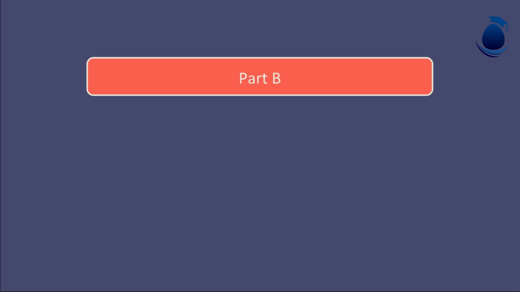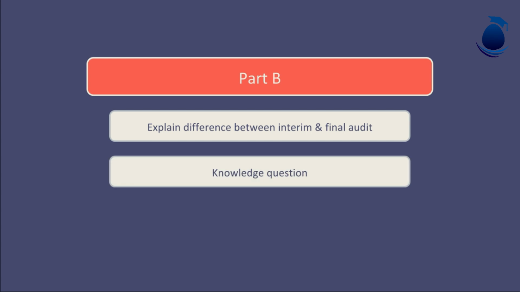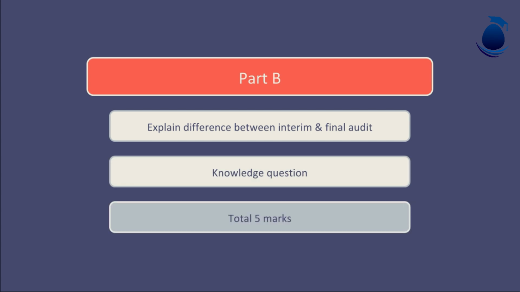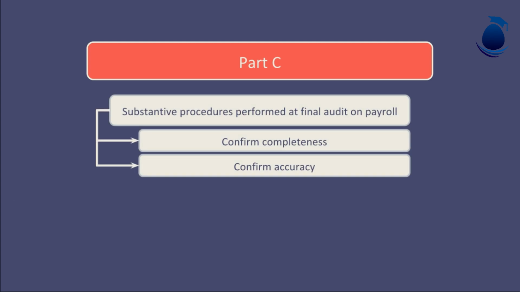Part B requires you to explain the difference between an interim and final audit. This is a knowledge question with no real connection to the scenario. It is for 5 marks and is very much a you either know it or you don't question from your studies.